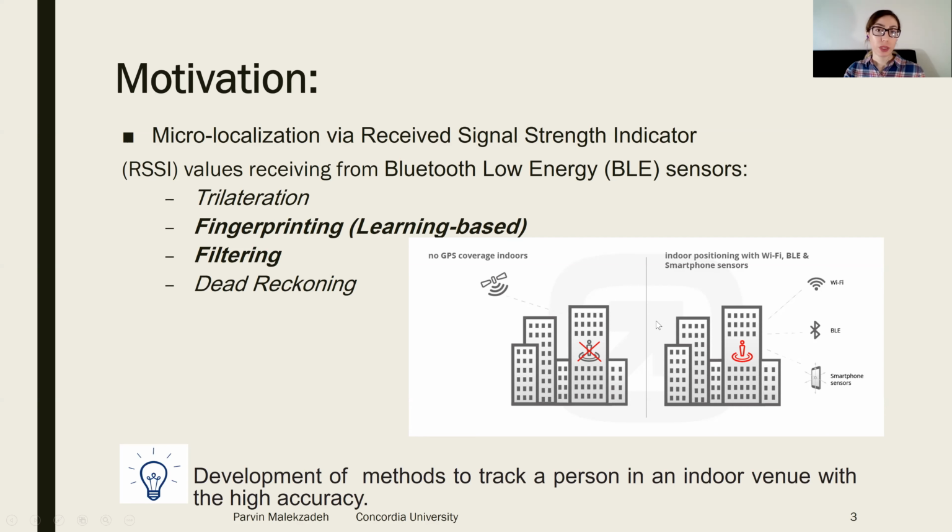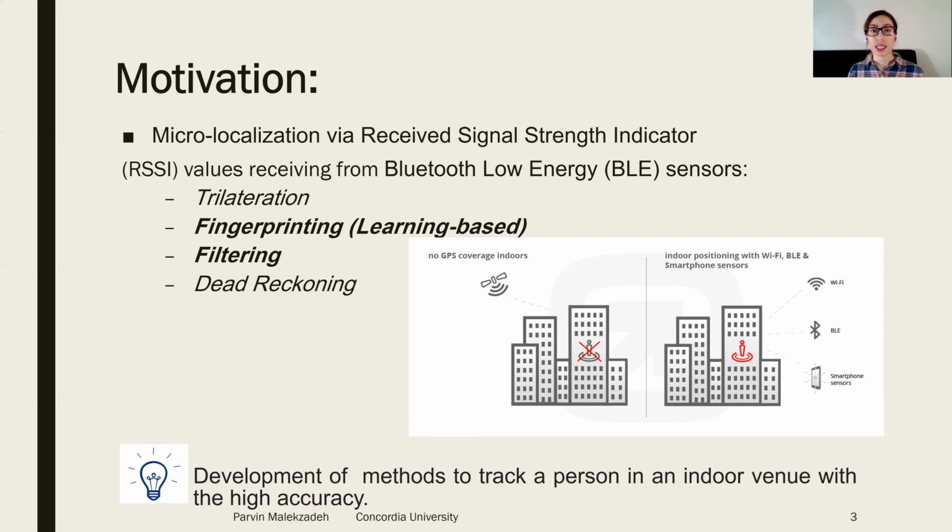First of all, what is BLE? BLE is the abbreviation of Bluetooth Low Energy, which are sensors that receive the Bluetooth signal from the phone or send this Bluetooth signal to the phone. And we show the strength of this Bluetooth signal with the RSSI, or Received Signal Strength Indicator.